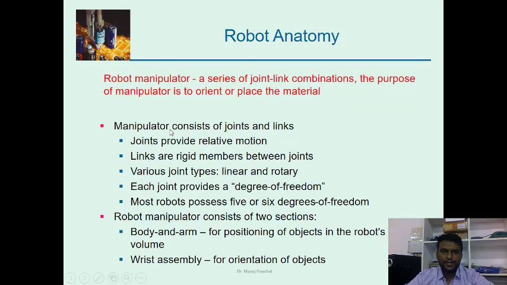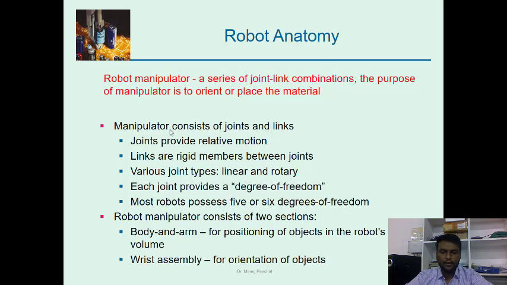Next thing, we'll discuss the anatomy of the robot. As we were discussing, anatomy is nothing but the structure of the human body, the joints. When you see the human skeleton, we have different joints at different points. Here, there is one joint at the neck, and then you have a number of joints in the spine.